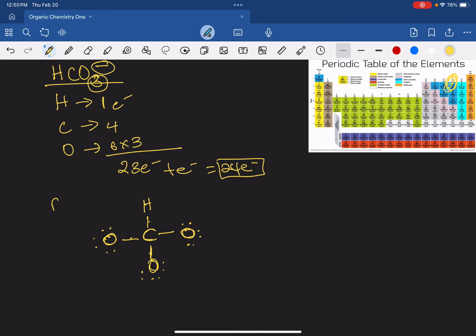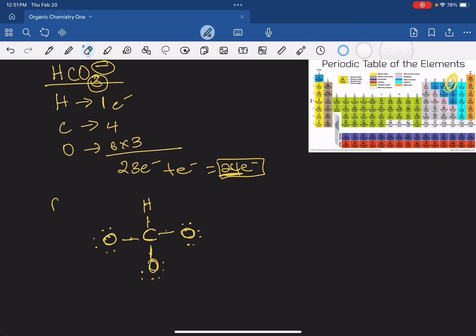But let's see if we did the right Lewis structure. 24 electrons, remember? So let's count. We have 2, 4, 6, 8, 10, 12. Let me use this laser. So we have 2, 4, 6, 8, 10, 12, 14, 16, 18, 20, 22, 24, 26. That is too many electrons, which tells me that we do not have the right Lewis dot structure. So we need to try again.